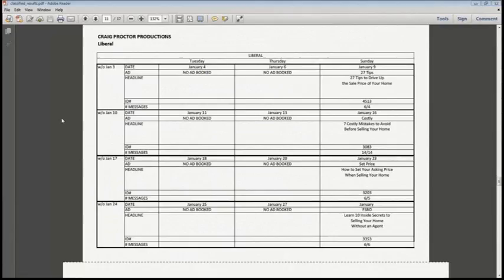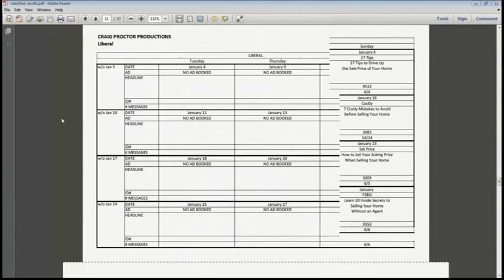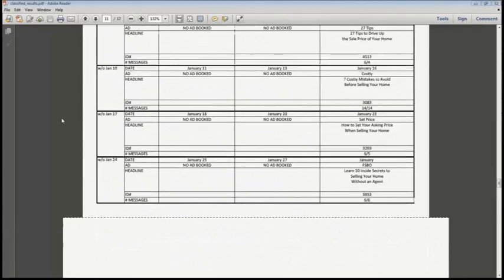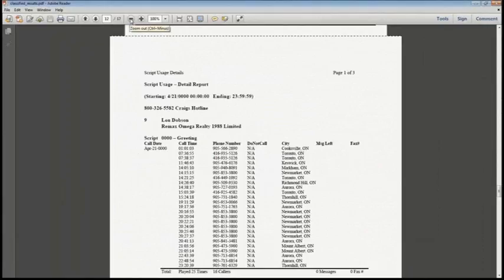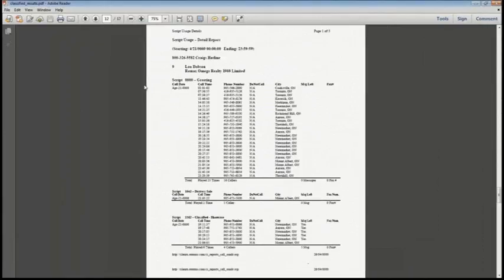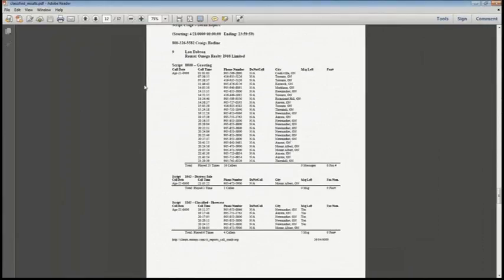Here's the Liberal newspaper. Okay, this is a little bigger newspaper, or a wider circulation. See the costly home seller mistakes? 14 leads I generated that day. That's unusually good for me.